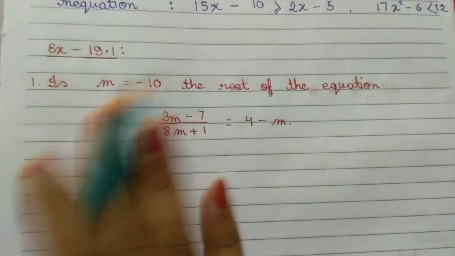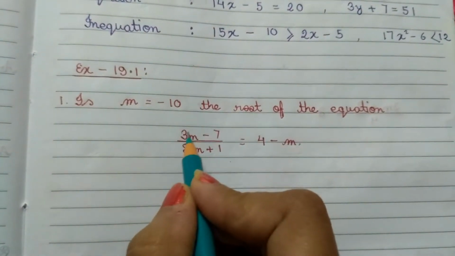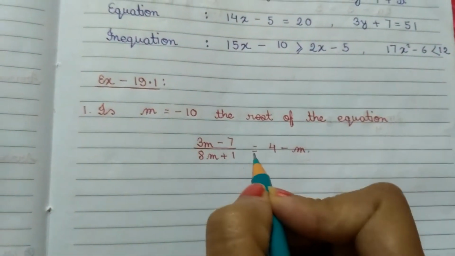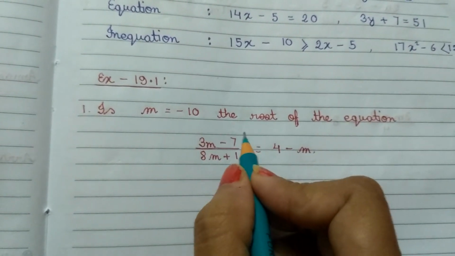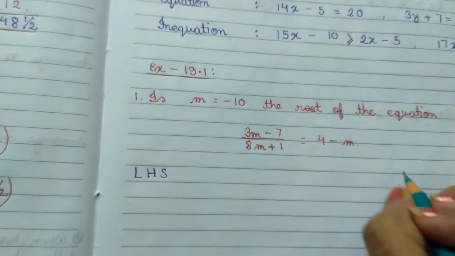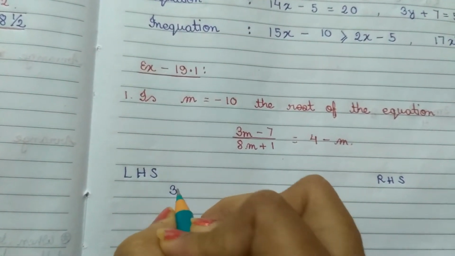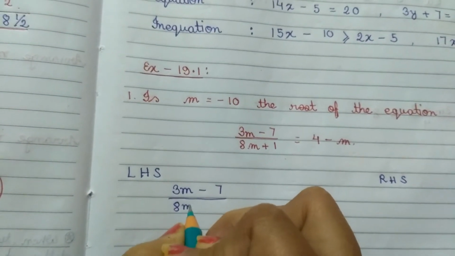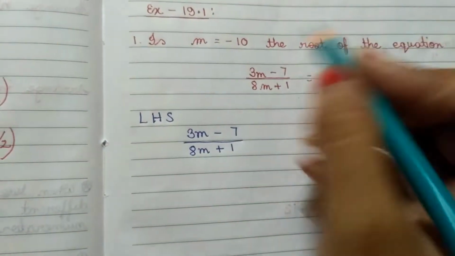Question number 1: is m equals to minus 10 the root of the equation? Root of equation means the value of m that satisfies it. The right side of the equation is called right hand side and the left side is called left hand side, so we will write LHS and RHS. For the left hand side, first we will write (3m minus 7) by (8m plus 1). We will see if the value m equals to minus 10 satisfies this equation.